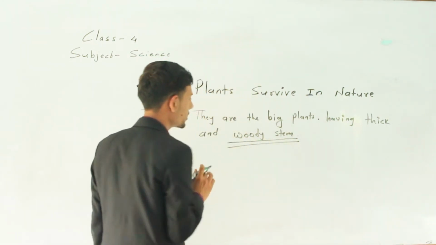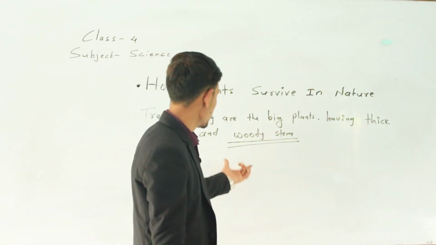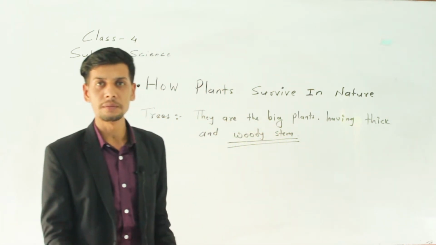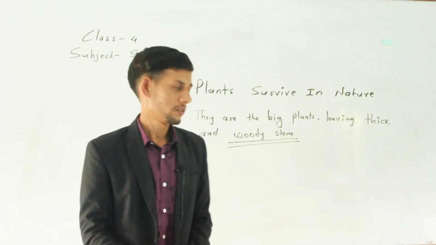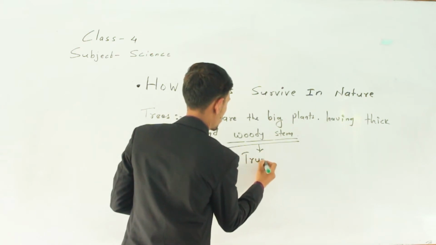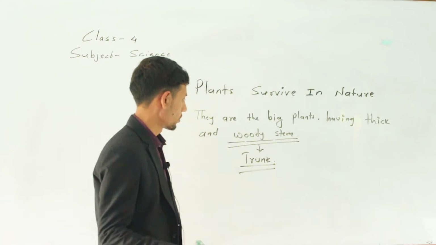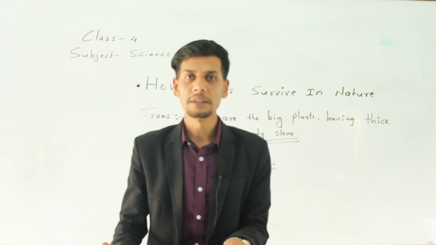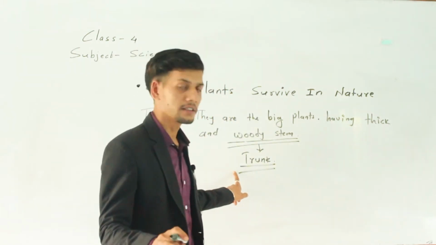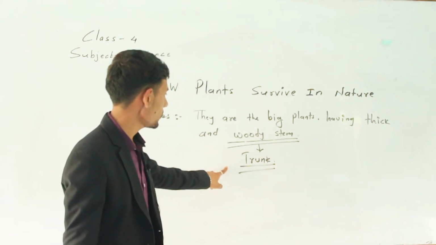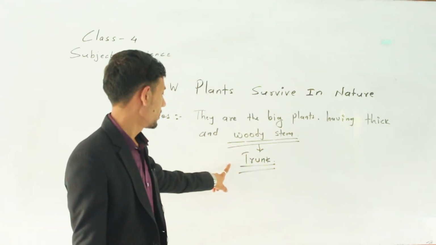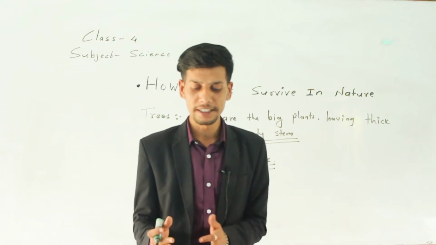Plants having a thick and woody stem. The woody stem here we call trunk. We named it as trunk. A question may be asked in the exam: what is trunk? So trunk is, trees consist of a thick and woody stem, and this is called trunk. You can write the answer like this.